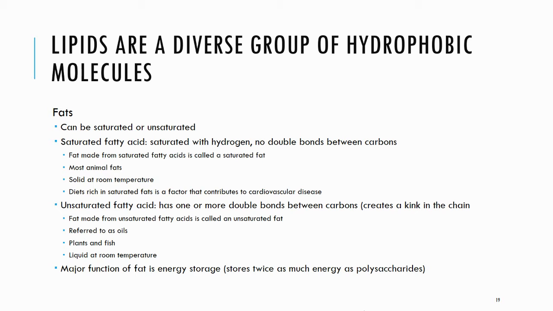Unsaturated fatty acids have one or more double bonds between carbons, which creates a kink in the carbon chain. This group is referred to as oils, so think about plants and fish, and they are liquid at room temperature. One of the major functions of fat is energy storage. They can store twice as much energy as polysaccharides.